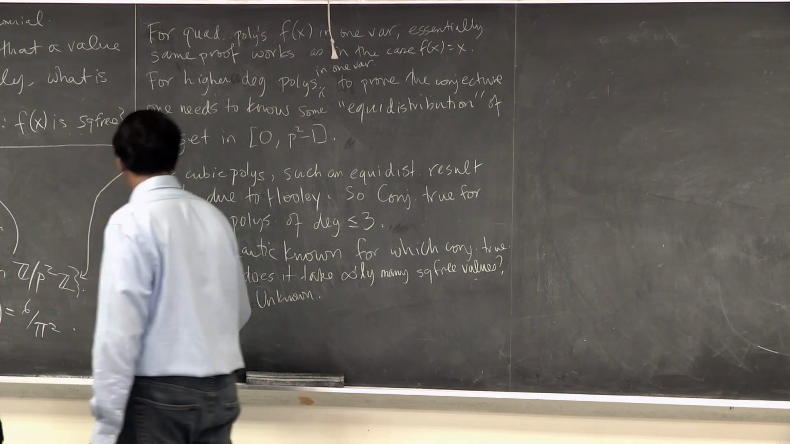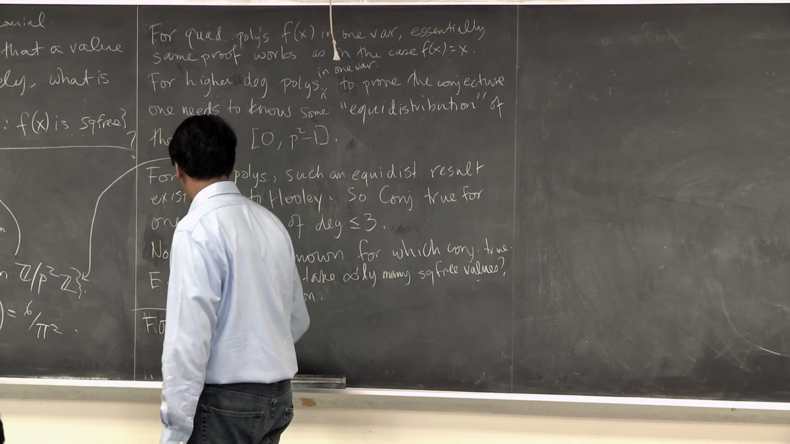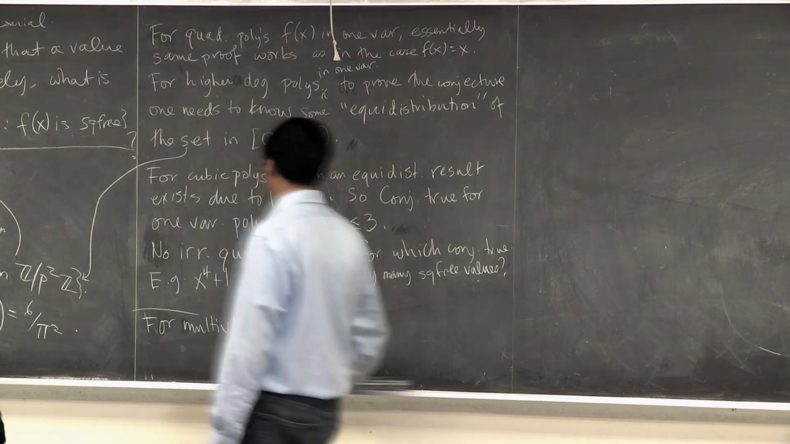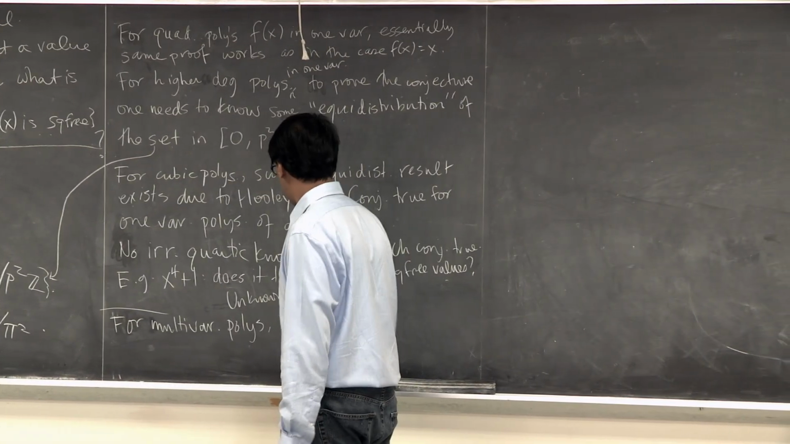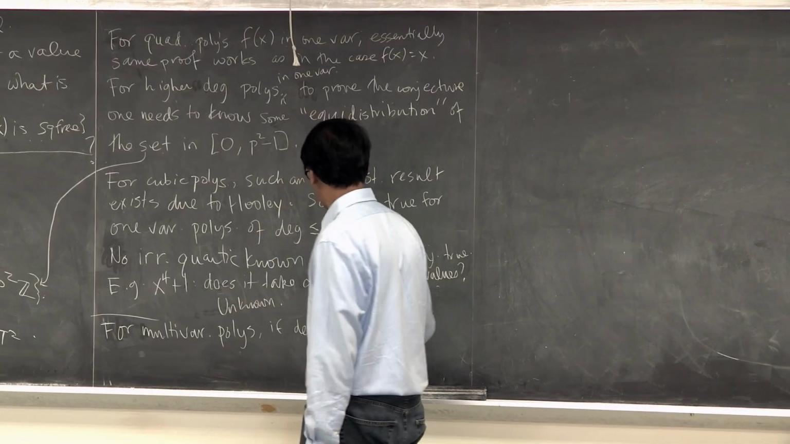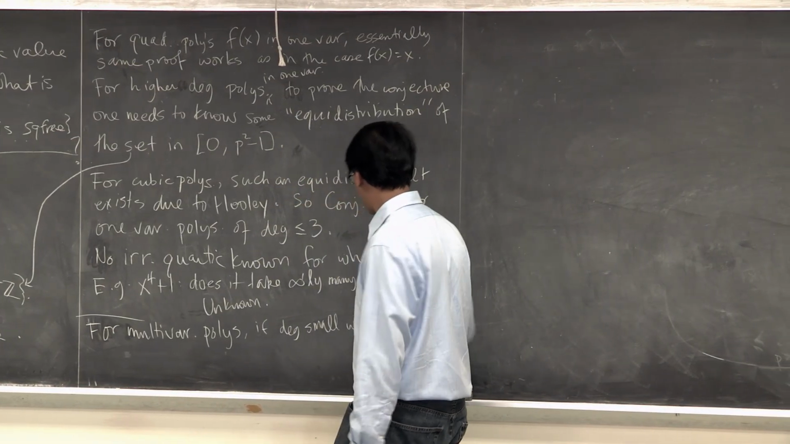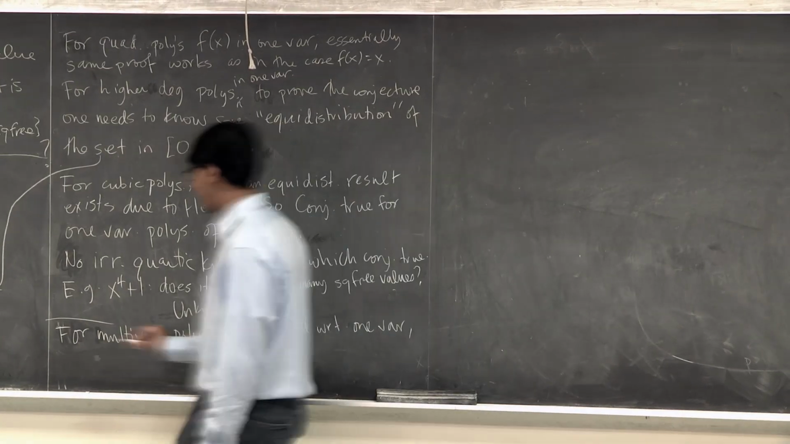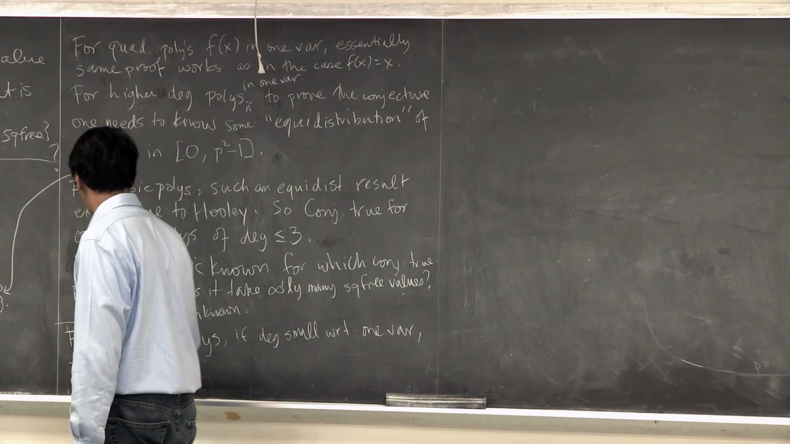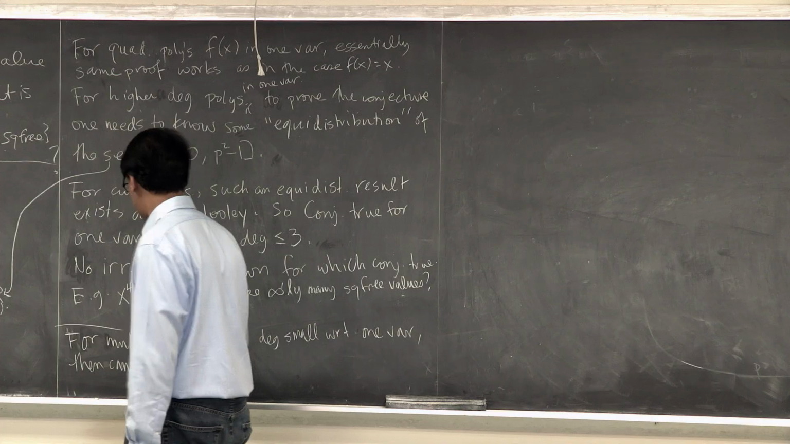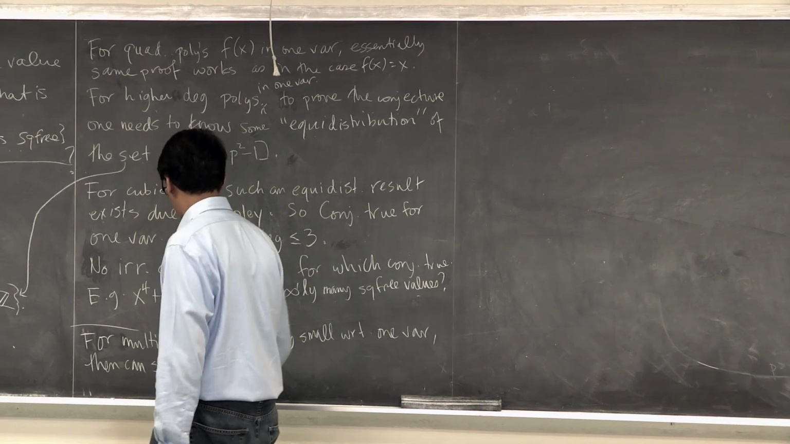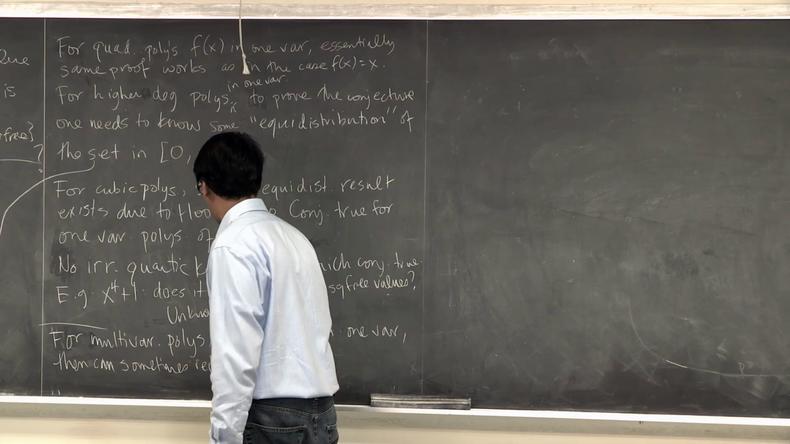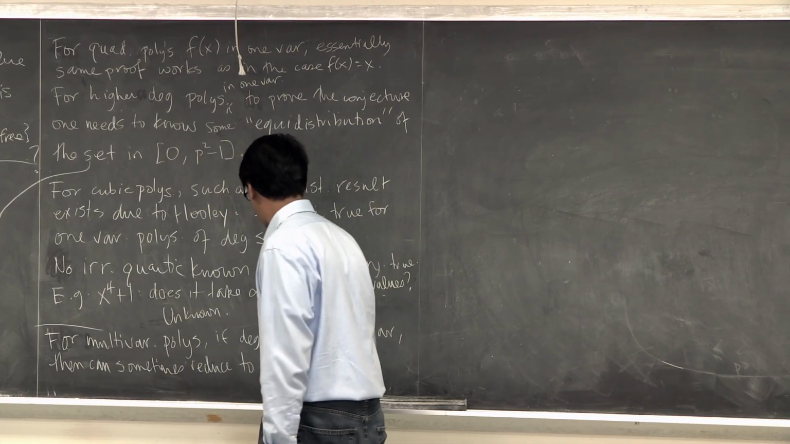So for multivariable polynomials, if the degree is small with respect to one variable, then you can reduce to a one variable case. At least sometimes, it depends. And sometimes reduce to the one variable case.